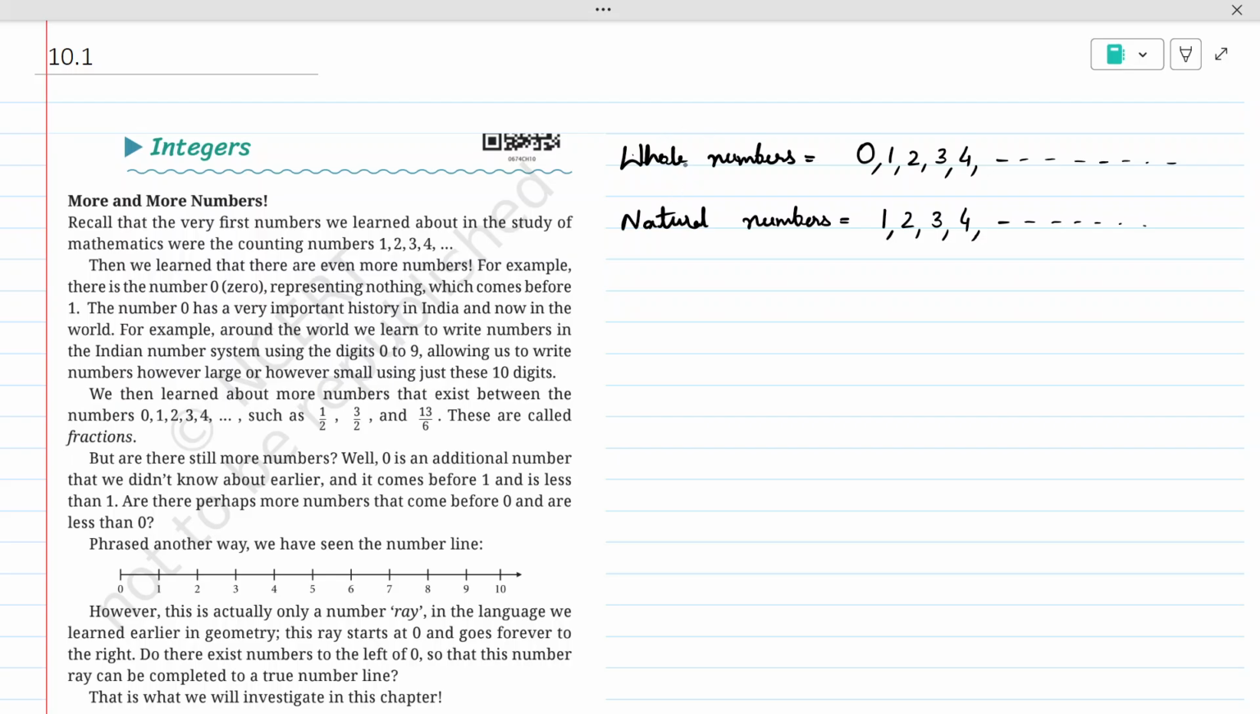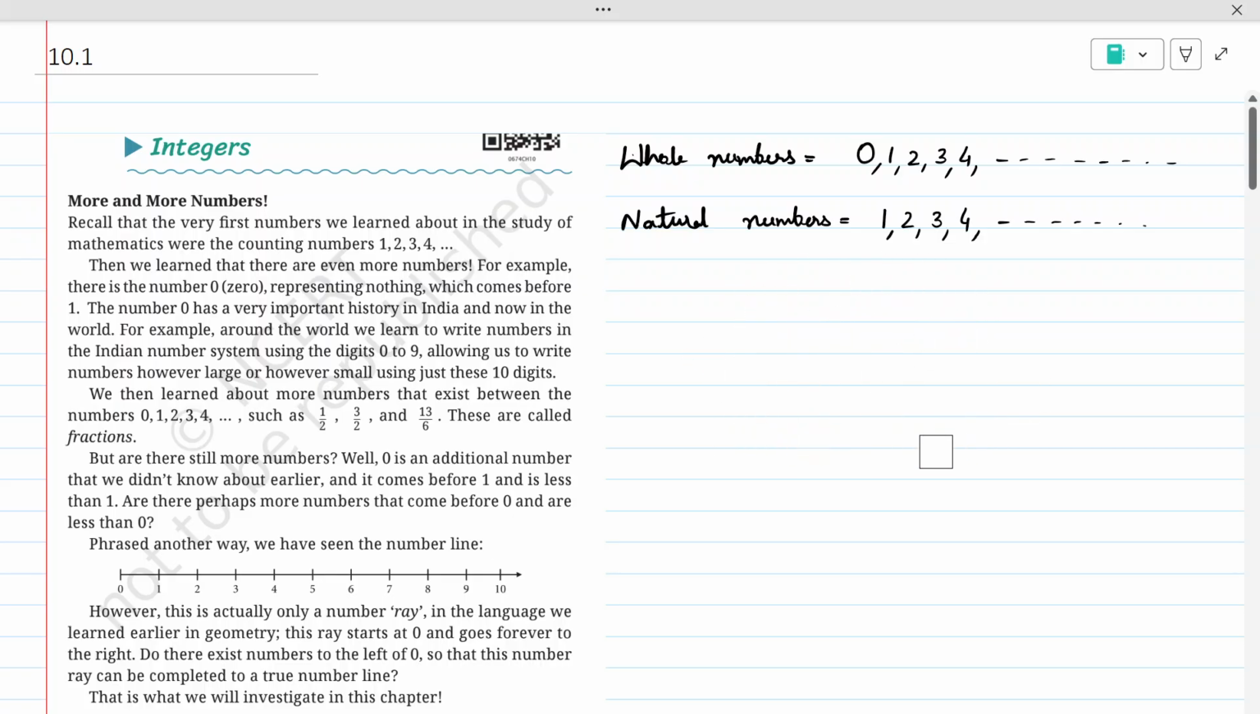So kids, here both the whole numbers and the natural numbers are positive numbers. So what do we mean by positive numbers? If I say 4, then that number will be plus 4. If I say 6, it is plus 6. If I say 170, any number, it is a positive number 170. Okay, so these are whole numbers and natural numbers which we already know.